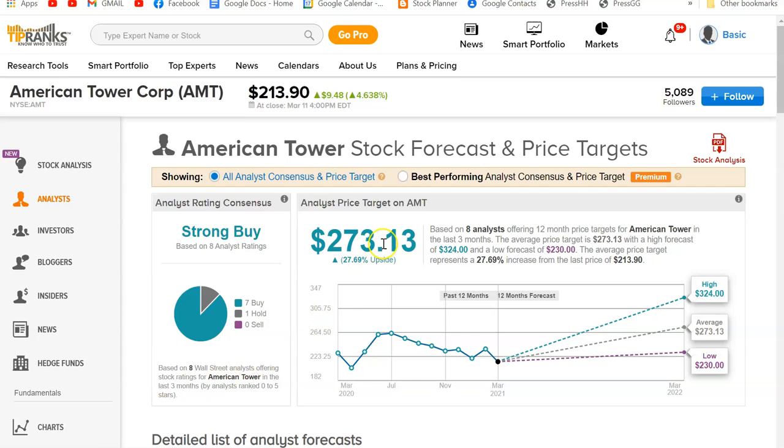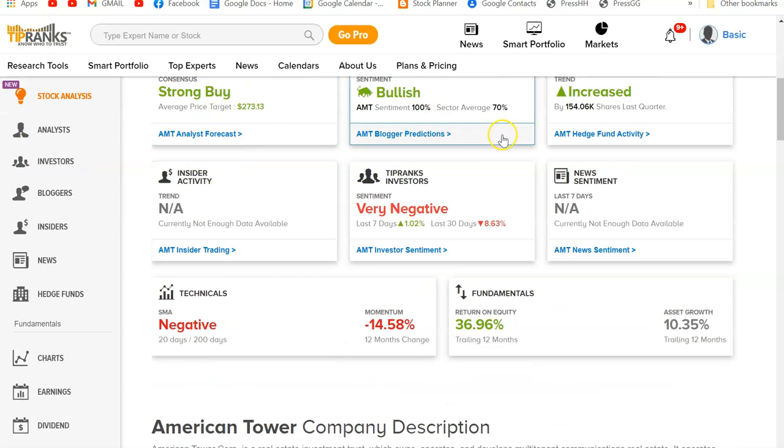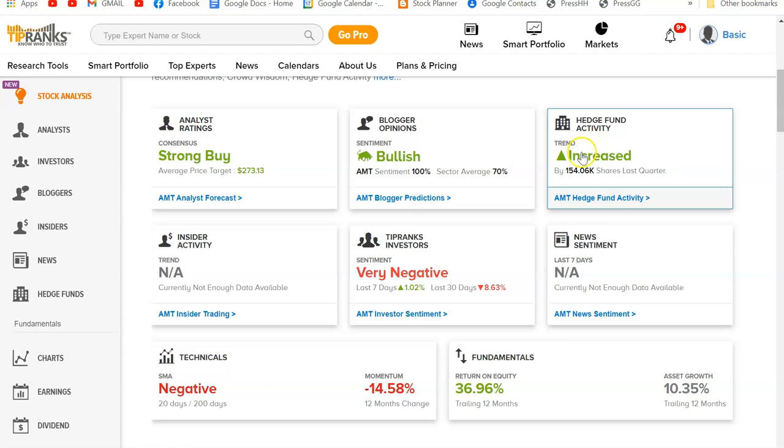The first one on the list is American Tower, and it's a strong buy. Target price at 273, trading at 213, 214. Lots of room there. Outperformed. This looks like a good long. Strong buy, consensus. Hedge fund activity is increasing. The technicals were negative in the last 20 days. I agreed with that. It was, and it's a profitable company.